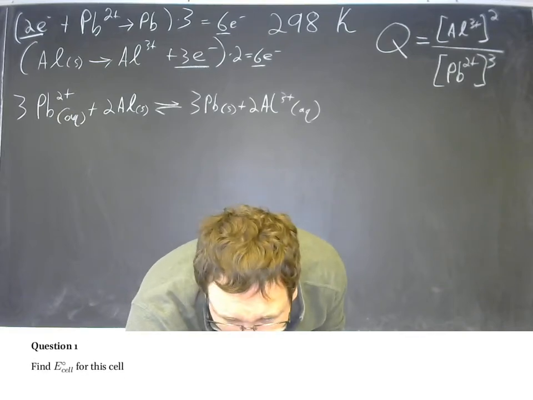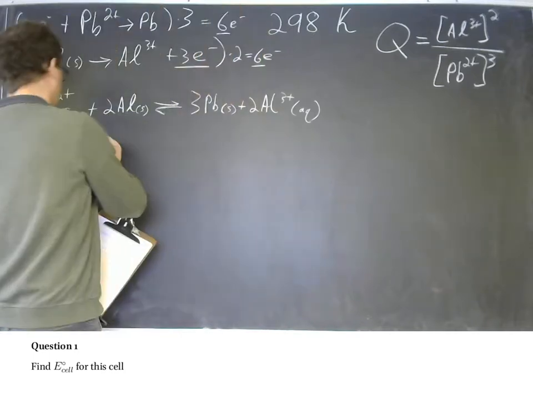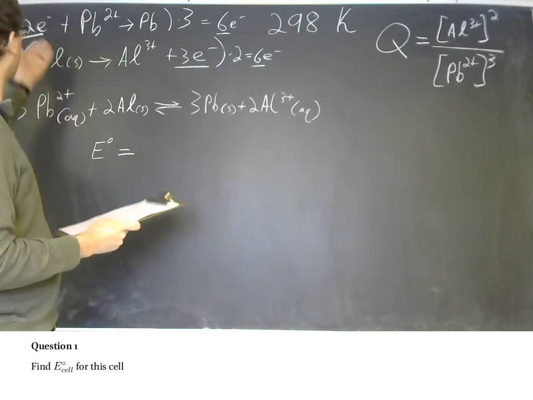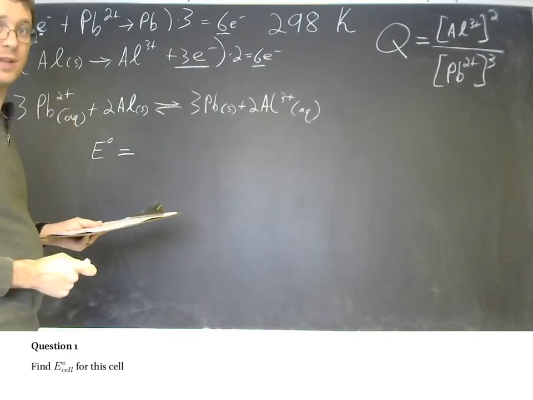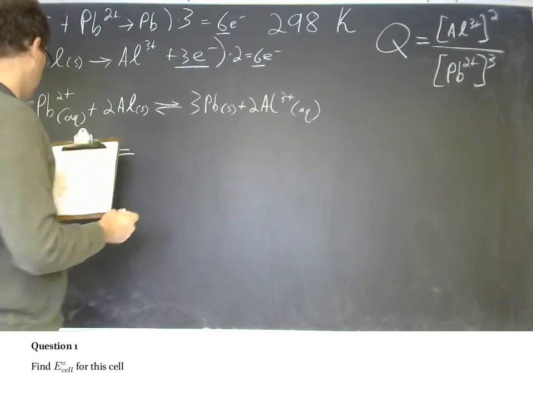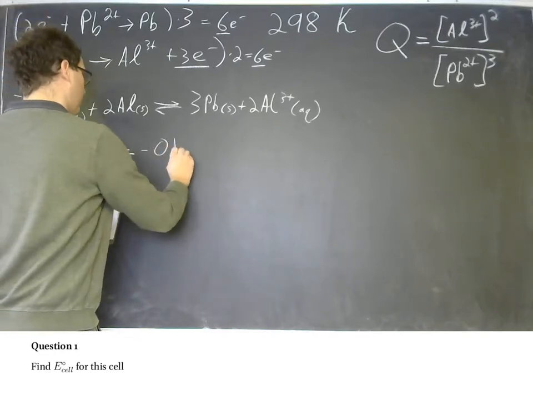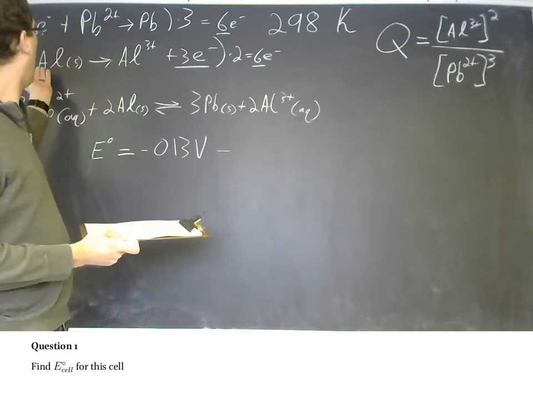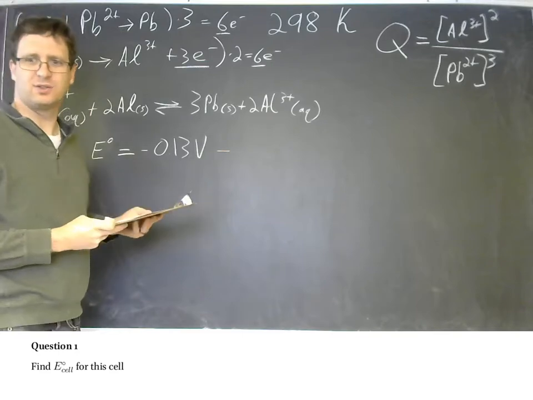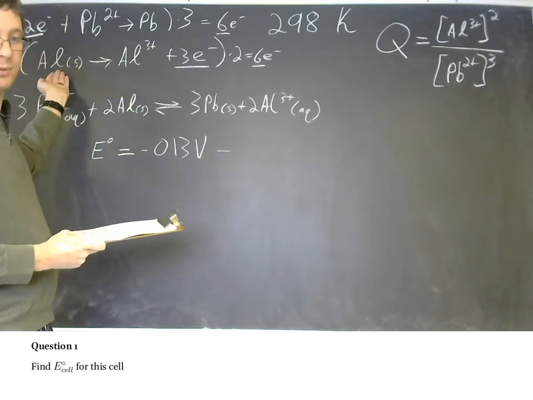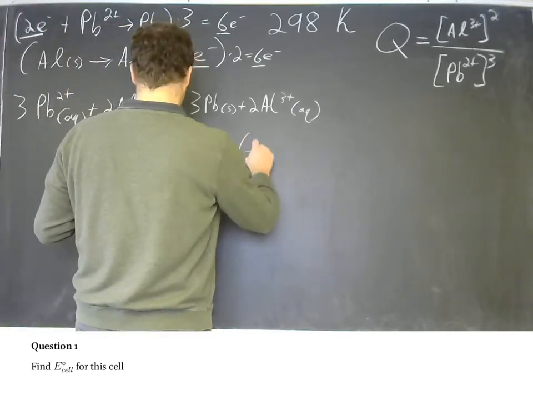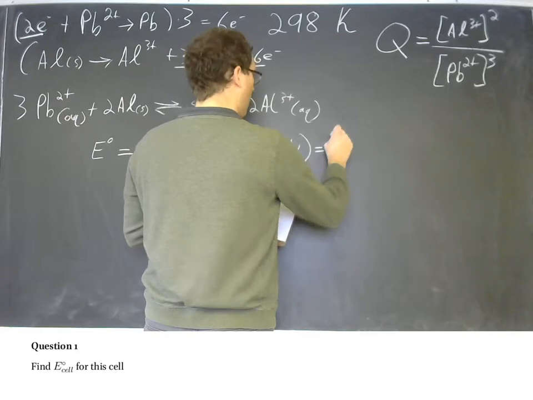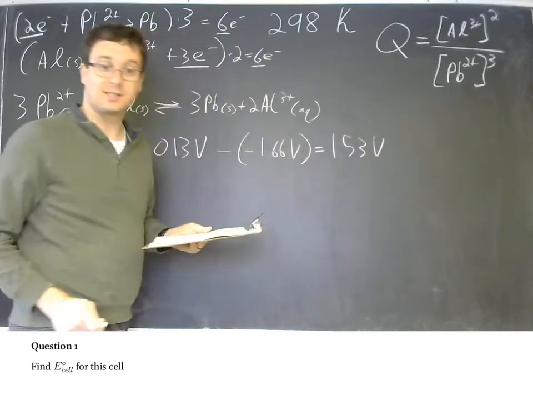Okay, so question 1, find E0 for the cell. So E0 is going to equal the reduction potential for the cathode. Cathode is where reduction occurs. That's your lead 2+ being reduced to lead. If you look at the table of standard reduction potentials, you'll find that that is a negative 0.13 volts. And then we'll subtract the standard reduction potential for the anode, which is the aluminum side. In the reduction potential table, you'd be looking for aluminum 3+ being reduced to aluminum solid. And that is a negative 1.66 volts. And so this is going to equal a total of 1.53 volts. That's the standard cell potential.